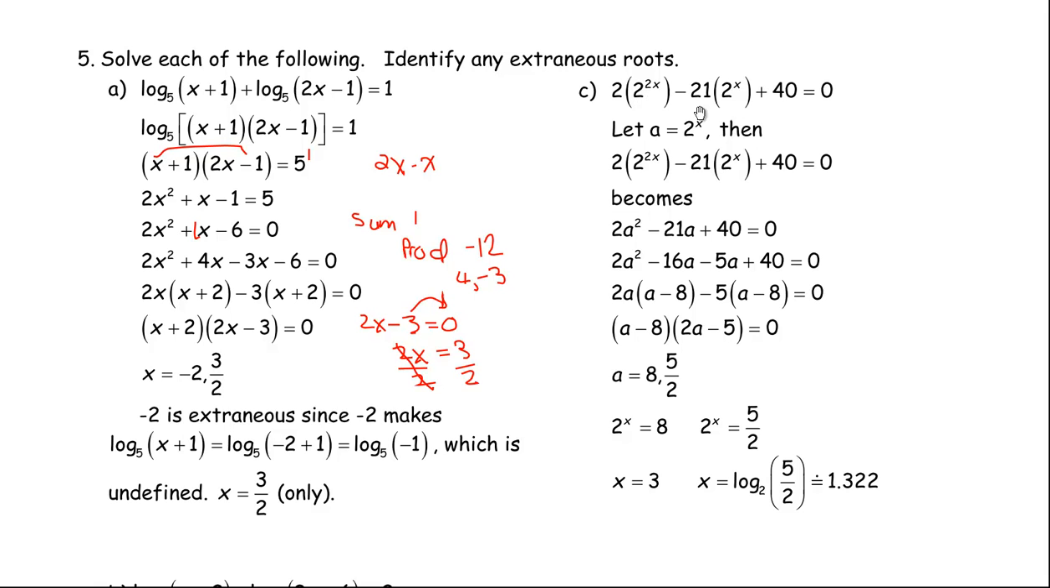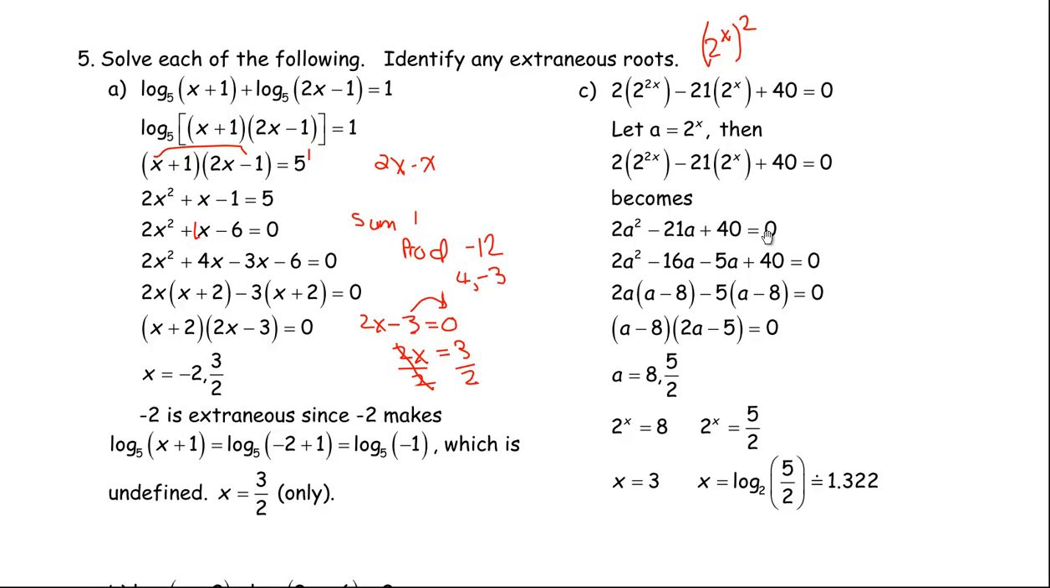So I'm going to call it a. And so the only difference between this and what's in here is it's actually that value squared, because if you take 2 to the power of x and square it, remember you multiply the exponents, so when I multiply the 2 by the x, that's where the 2x comes from here. So if I let a be 2 to the x, then this would actually be a squared, so that's 2, and then that's a squared, and I'm calling this a. So the equation becomes 2a squared minus 21a plus 40 equals 0.